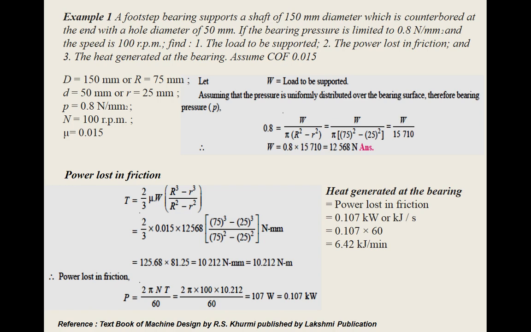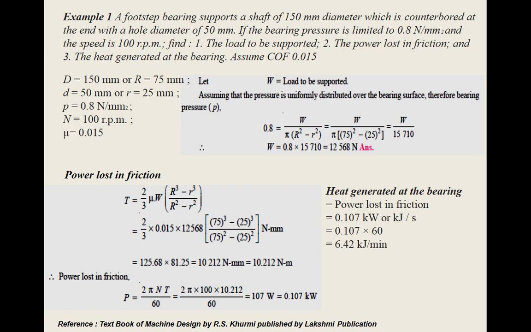Now you have to remember that the total power loss in the friction is equal to the heat generated at the bearing. It means the power loss unit is in kilowatt or watt, and the heat generated is also in watt and kilowatt. The amount of heat lost due to friction is equal to the heat generated at the bearing. So power loss in the friction is taken equal to the heat generated at the bearing. The same answer, 0.107 kilowatt or kilojoule per second.